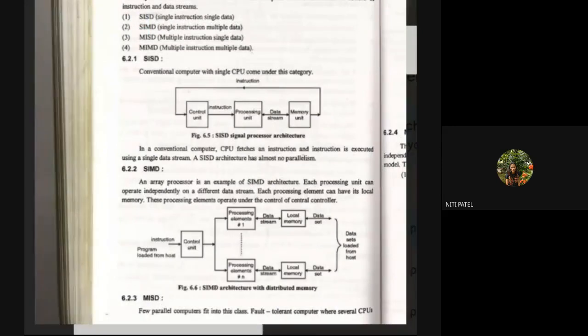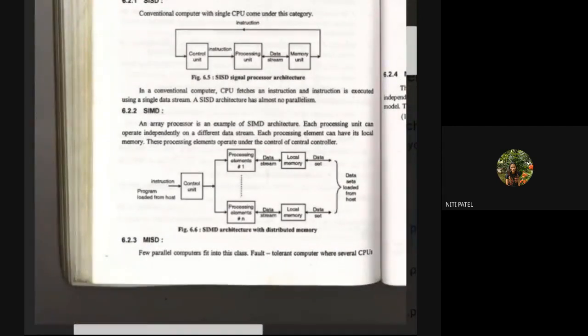So now if you observe the diagram, what is there? We have a control unit. What is the function of a control unit? To take the instruction and give it to the processing unit. Can you see processing element number 1 till processing element number n? So I have n number of processing units. Those n processing units are nothing but different cores of your processor.